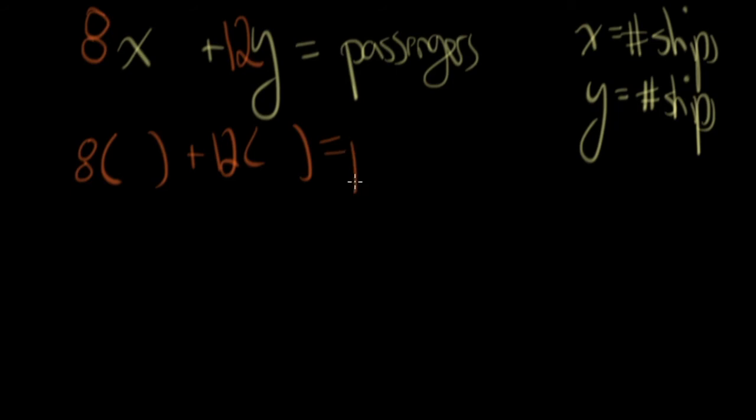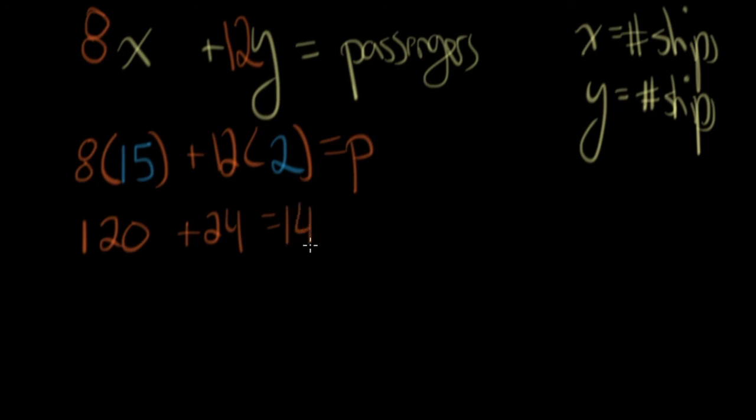So we can actually figure out the total number of passengers because they told us some stuff. They told us that we could put 15 ships, and we put 2 ships like that. So if you do all the math, you can find out the total number of passengers first, which we need to know. We need to know that because it's really, really important. So you get, what's that going to be? 120 plus 24. So we're looking at, there's 144 total passengers.